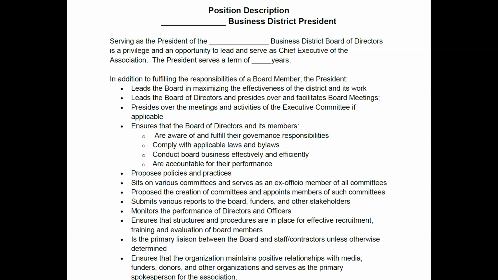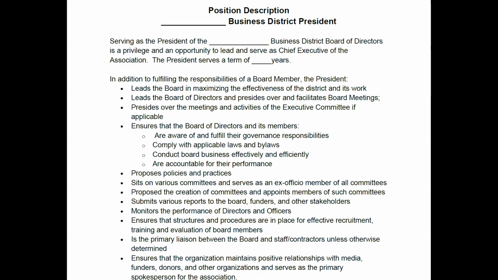The president can also propose policies and practices. So if there's a specific thing the organization as a whole wants to adopt, the president can propose that. And the president can also sit on various committees as an ex officio member of those committees. The president doesn't have to be on any of the committees, but if a committee needs extra support, or someone has to step down and there are just one or two other people left on that committee, the president can step in and serve as support for that committee. They do have the right to attend those committee meetings, and they should be copied on committee communications so they can keep track and make sure everybody's fulfilling their obligations.